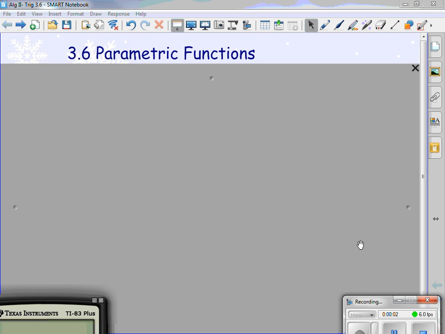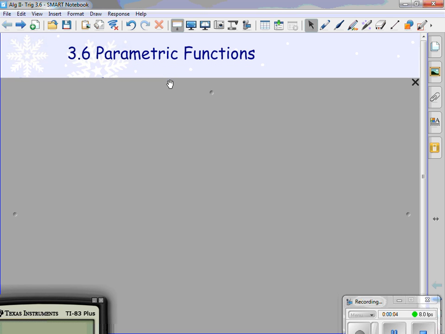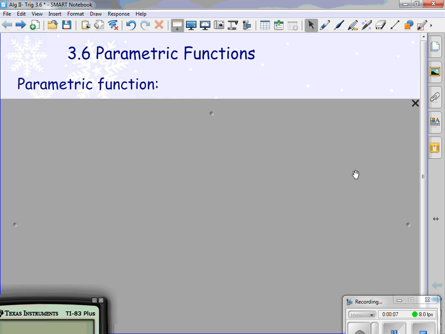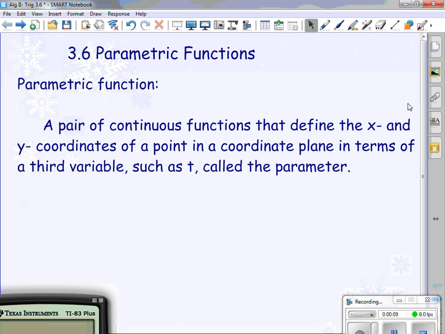3.6, parametric functions. What is a parametric function? It is a pair of continuous functions that define the x and y coordinates of a point in the coordinate plane in terms of a third variable. We usually use t. That is called the parameter.